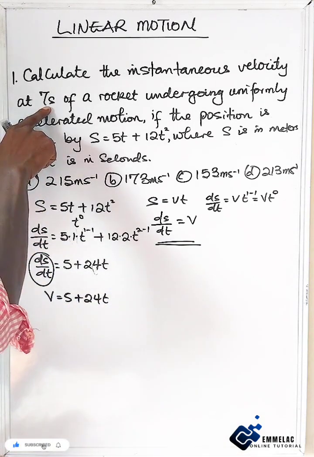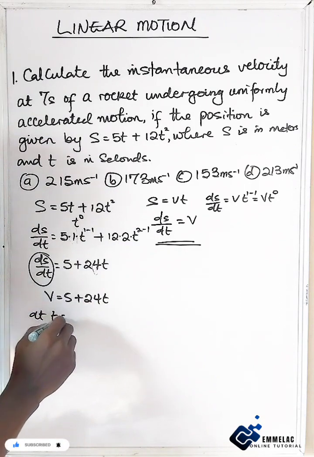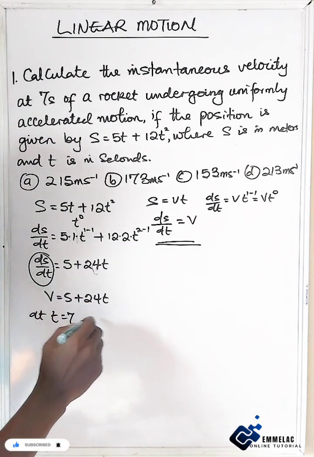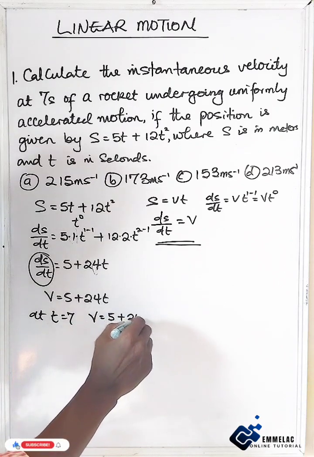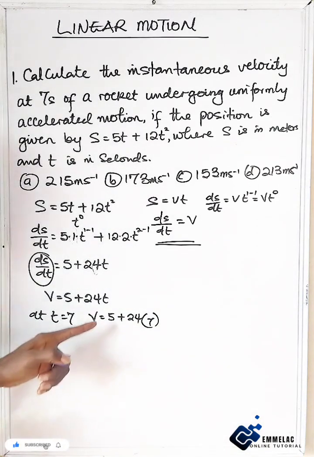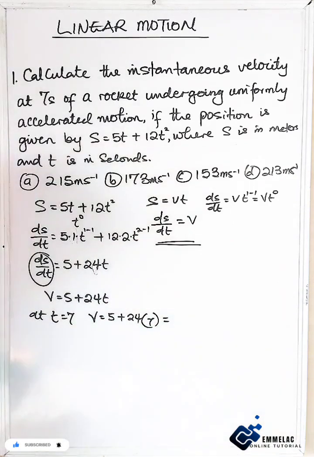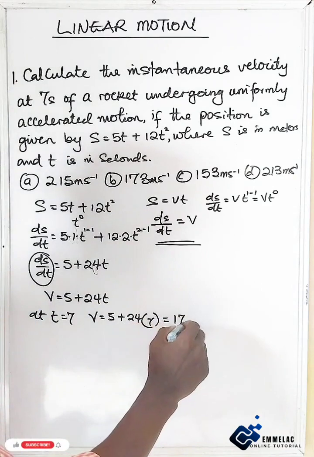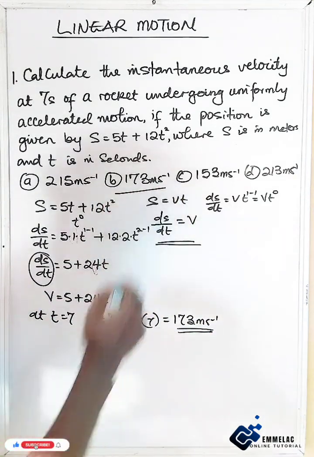Now at 7 seconds, which means t equals 7 seconds, then our V equals 5 plus 24 times 7, which means you have to plug in 7 where you have t. So at the end of the day, by punching our calculator here, we have 173 meters per second squared. So B is the answer.